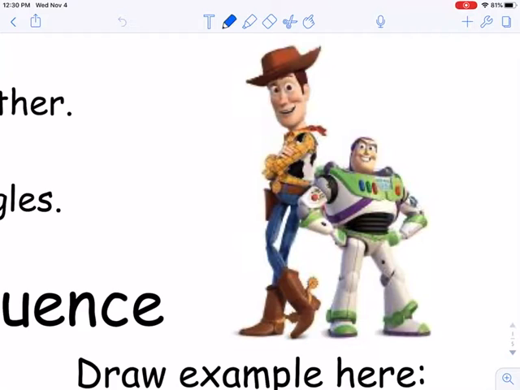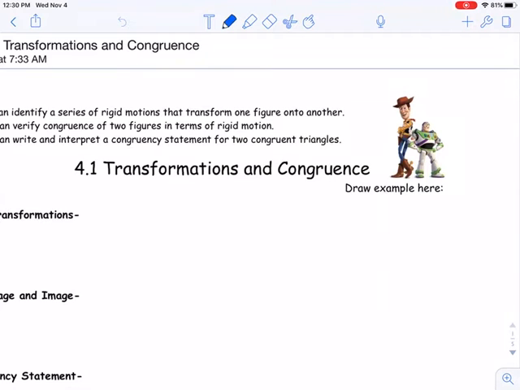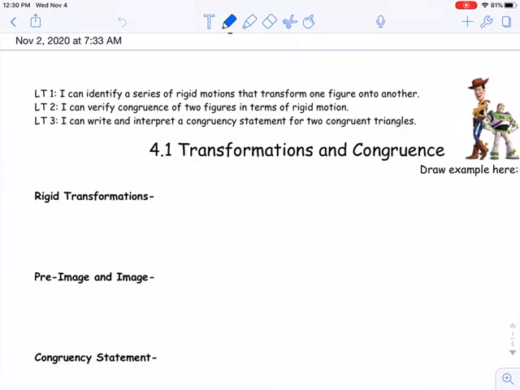Toy Story, all right? I remember I was like 5 when Toy Story 1 came out. I thought they should have stopped at Toy Story 3, but they decided to make a Toy Story 4, which I didn't really care for. Anyways, let's focus on things.